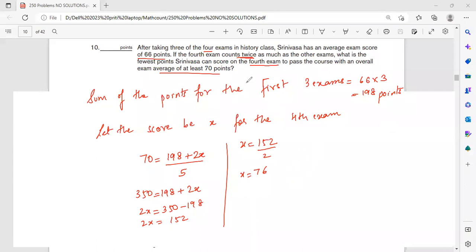So my final answer is, what is the fewest points Srinivasa can score on the fourth exam to pass the course with an overall exam average of at least 70? So Srinivasa has to score at least 76 points in the fourth exam.